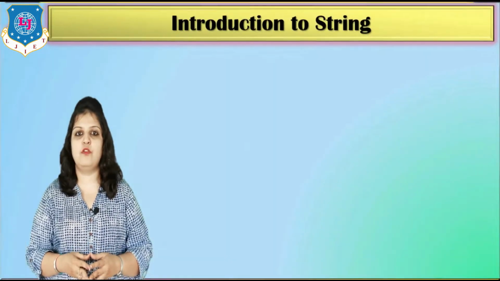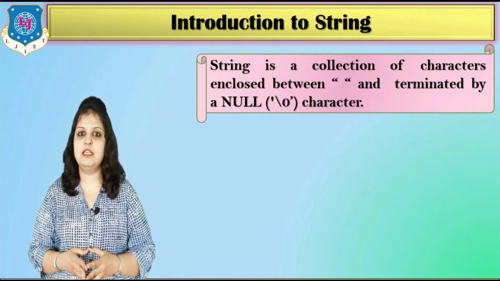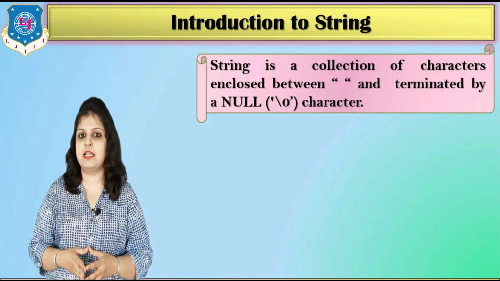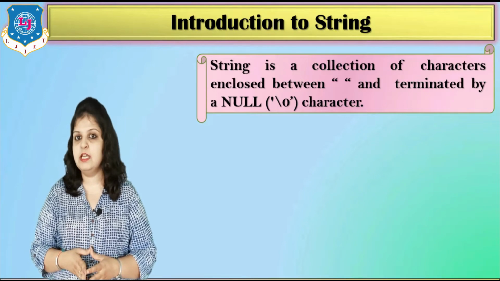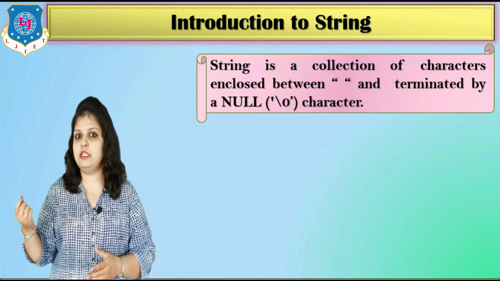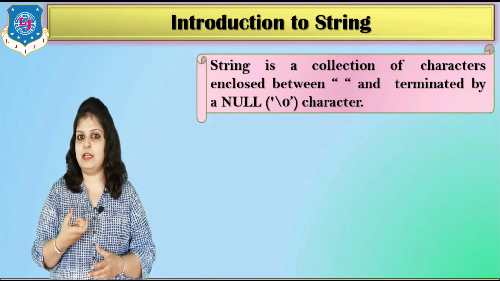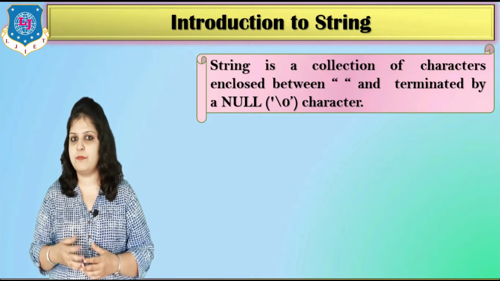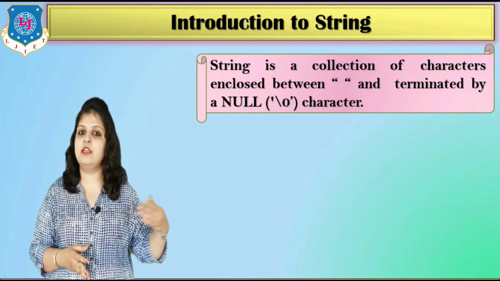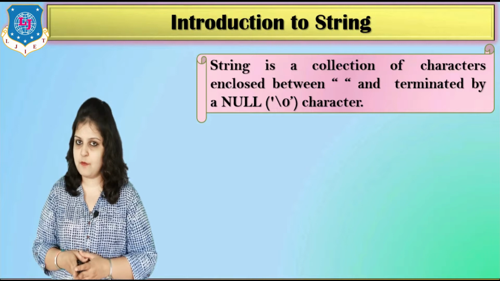So, first of all, what is the definition of string? String is a sequence of characters that is treated as a single data item. Means, my name is one example of string because it is a set of characters. In my name, there are 5 characters present. So, my name is an example of string. In the same way, your name is also an example of string.